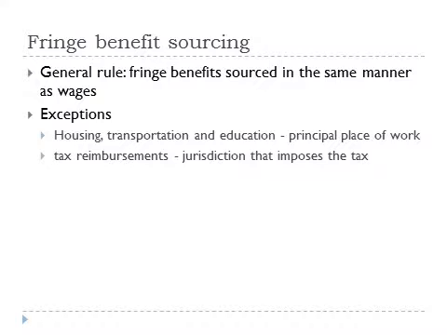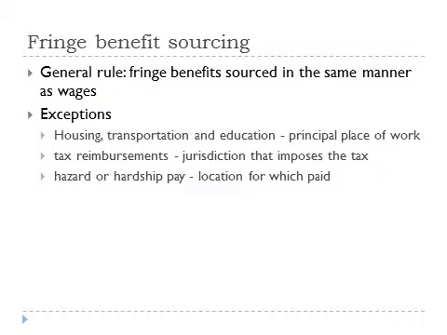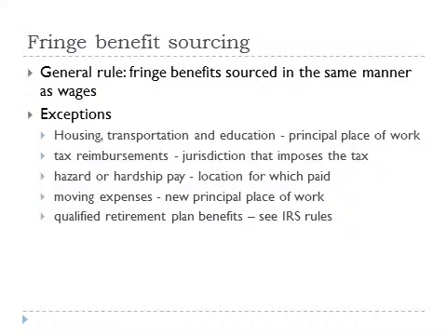Tax reimbursements are sourced to the jurisdiction that imposes the tax. Hardship or hazard pay is sourced to the location for which the compensation is paid. Moving expenses are sourced to the new principal place of work. And qualified retirement plan benefits are sourced based on extensive rules provided by the IRS, which we will not discuss here.